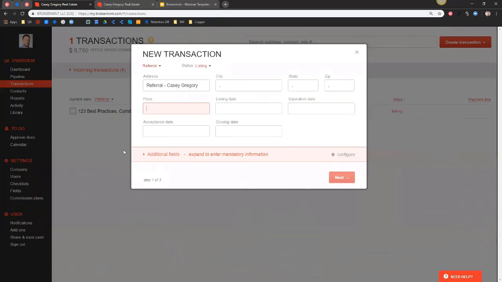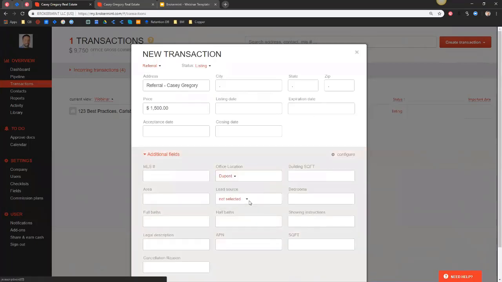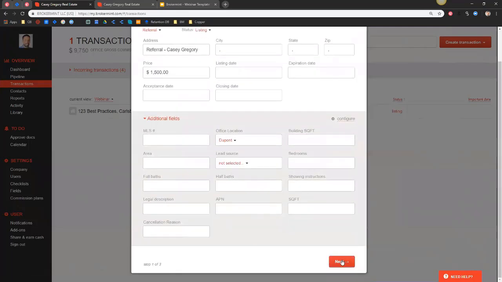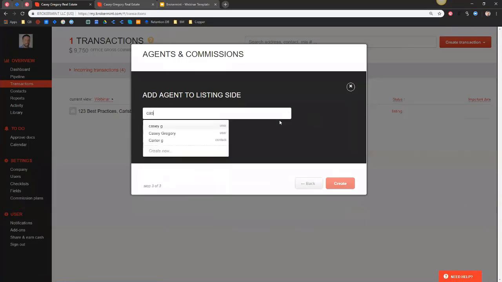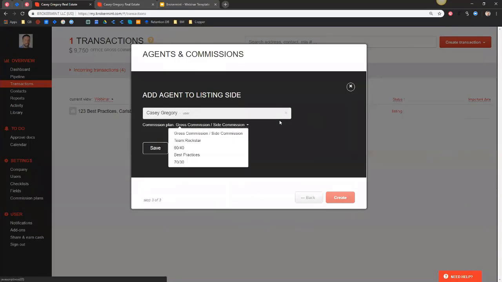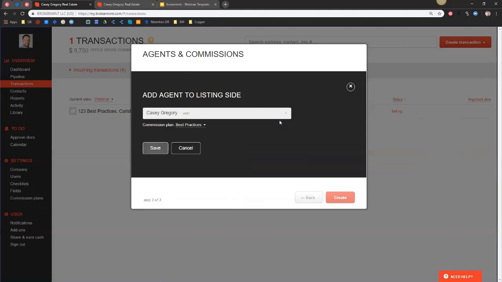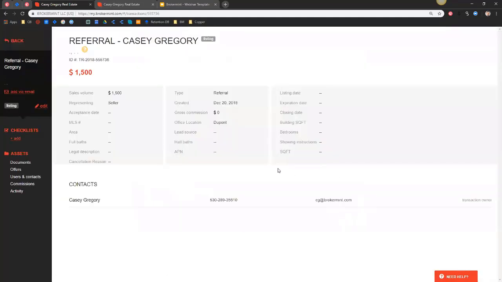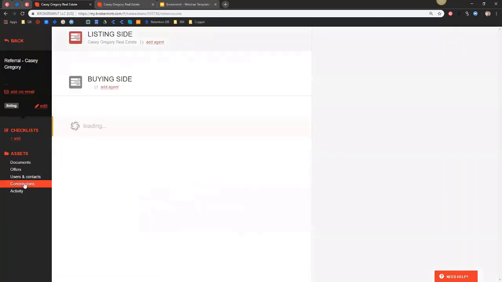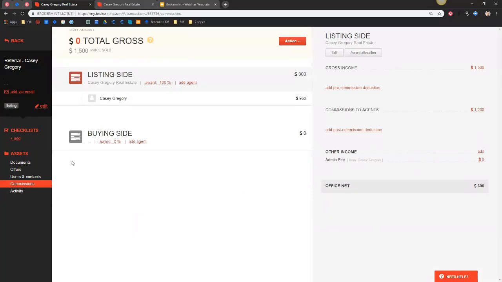Here in the price, we can go ahead and put in the amount of the referral. Maybe it's $1,500. And where we're setting up the payout for this, we'll go ahead and add the agent that is receiving the referral. And I'm going to go ahead and allocate him 100% of that referral amount. So we're going to just pay him that $1,500. So now what this looks like when we come into commissions, we can pay him that $1,500 referral.